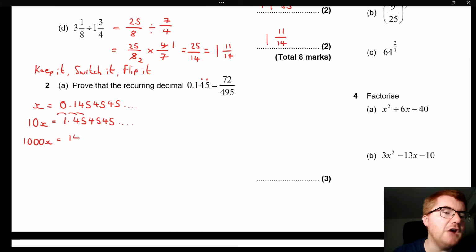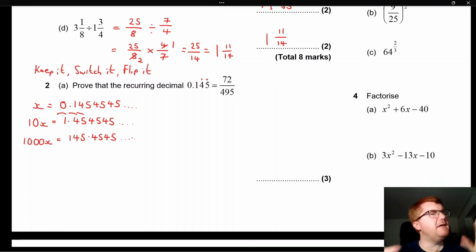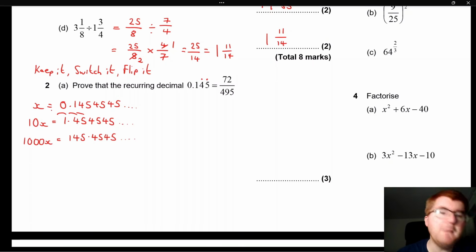So that means we get 145.4545 dot dot dot. Now it seems very complicated what we've been doing so far, but you're going to see what happens next. I'm going to write the 10x below. So 10x is equal to 1.4545. And I'm going to subtract one from the other.